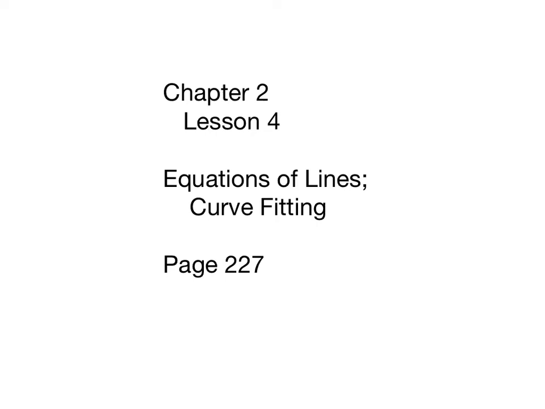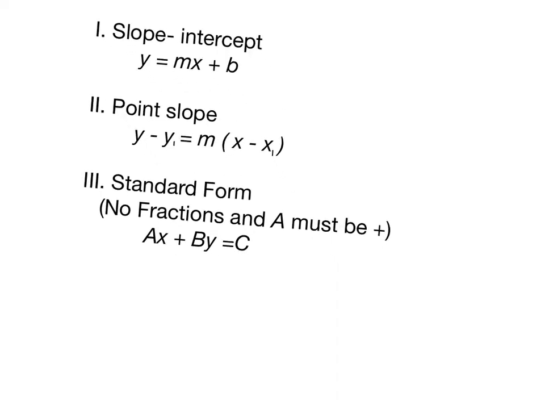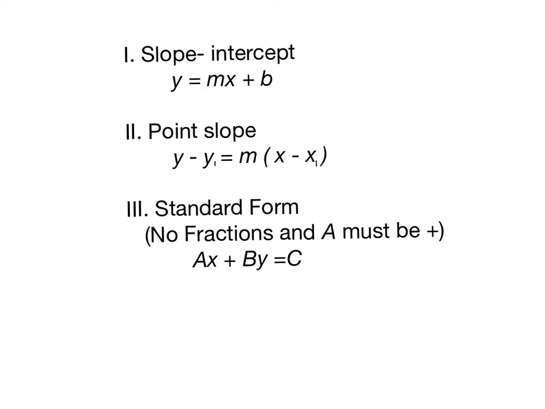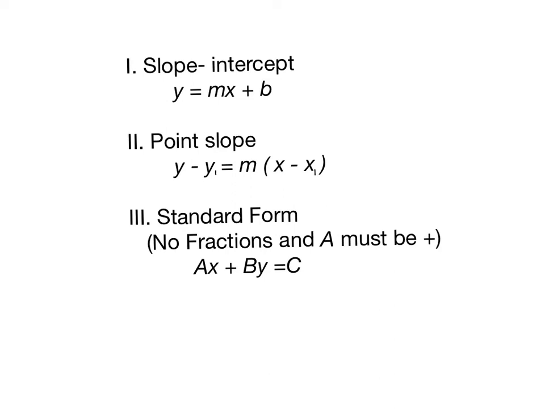Okay, so today we're going to cover section 4, equations of lines and curve fitting. So again, here are the different forms for the linear equation. First one, slope-intercept: y equals mx plus b. Remember here, the slope is represented as the letter m, and the b represents your y-intercept.